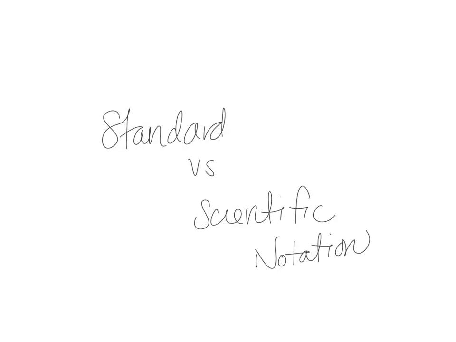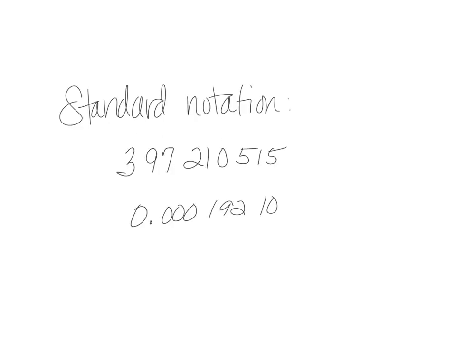Today's lesson is about differentiating between standard and scientific notation and then converting back and forth from standard to scientific or scientific to standard notation. Standard notation is when the value is written out in long form, much like you learned when you first learned how to write out numbers.